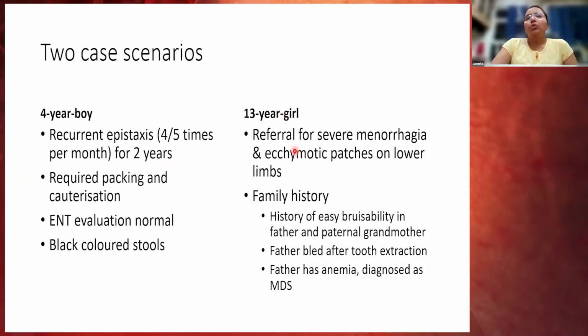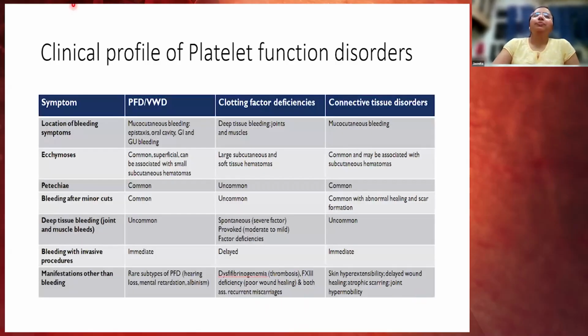The next is a 13-year-old girl who's been referred to us for severe menorrhagia and ecchymotic patches on the lower limbs. Her family history is quite significant because there is history of easy bruisability in the father and the paternal grandmother. Father bled after tooth extraction and has anemia, and was diagnosed as MDS. So overall, this appears like an autosomal dominant disorder because it has been there in multiple generations of the family and it is not skipping generations. Okay. The interesting history is the diagnosis of MDS.